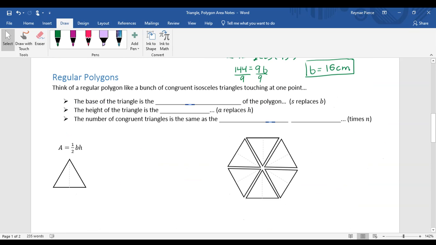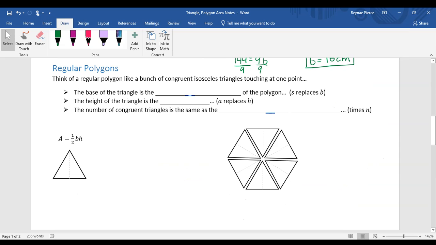Now regular polygons, remember, mean that all sides are congruent and all angles are congruent. So I want you to think of a regular polygon like a bunch of congruent isosceles triangles put together. So this is an isosceles triangle with these two sides congruent. Here we've got a base of a triangle and a height of a triangle.